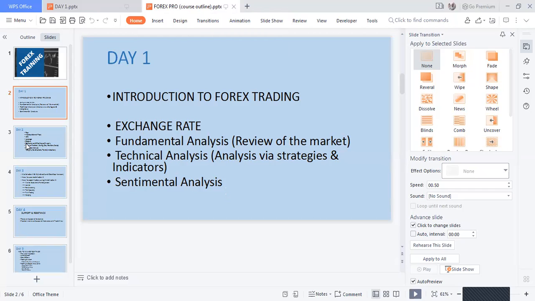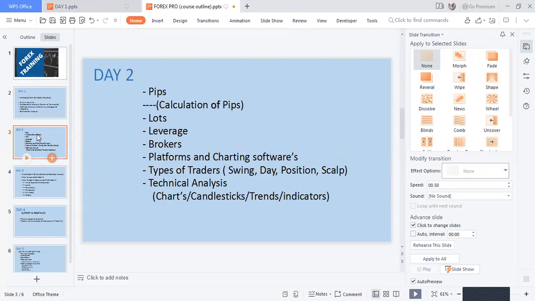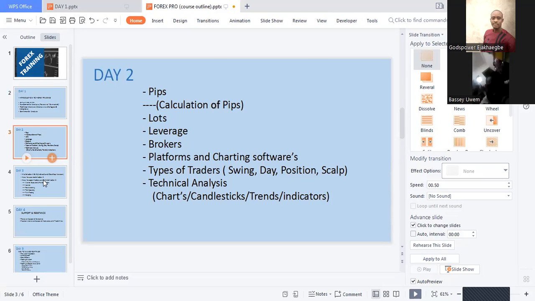For tomorrow, which is day 2, we'll talk about pips, lots, leverage, brokers, platforms, and charting softwares. We'll talk about types of traders: swing, day, position, and scalp. We'll look into technical analysis. Please, I beg everyone, don't miss tomorrow's class for anything because we'll be doing live practicals in tomorrow's class.